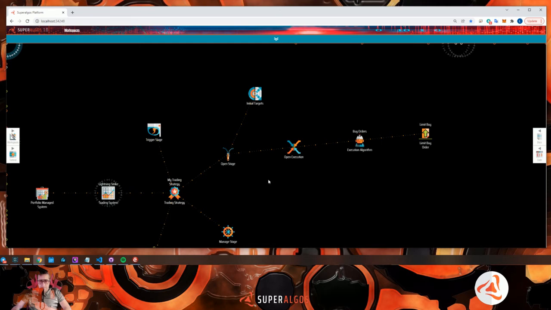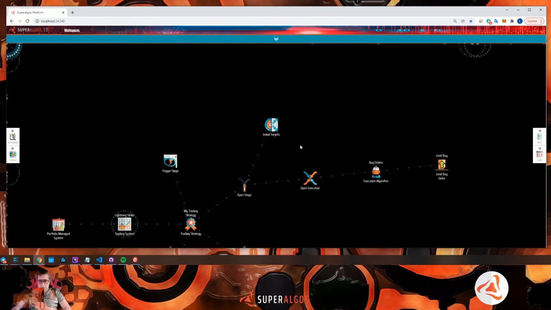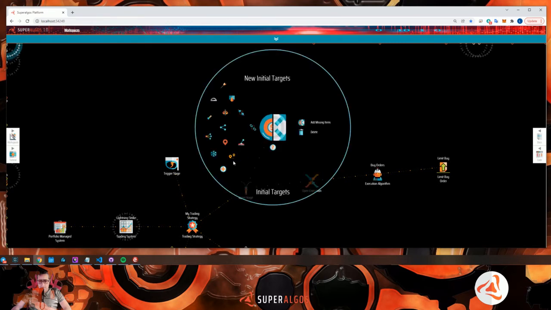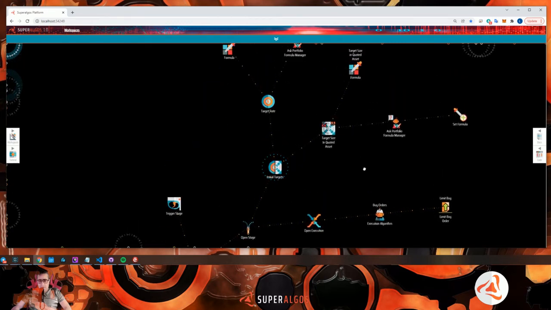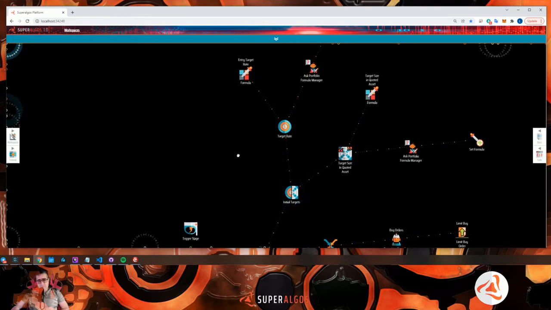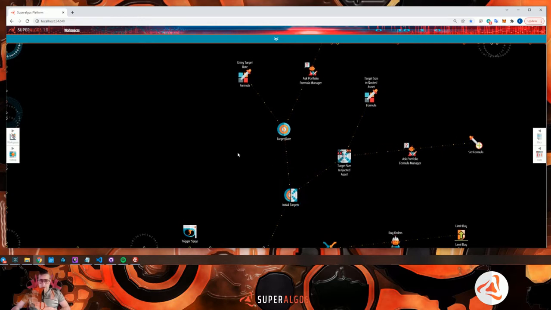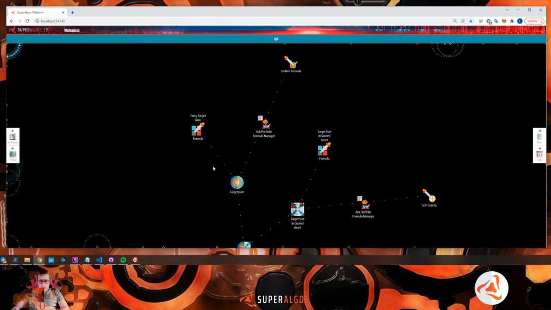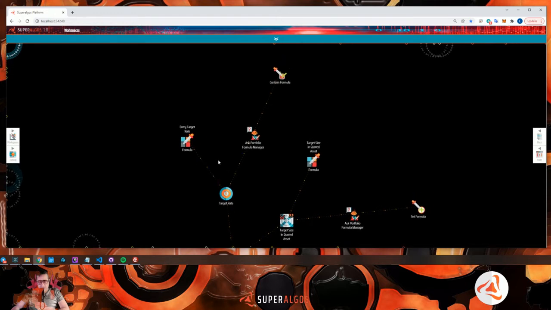Then another interesting part here is the case of formulas. Okay, so what we have here with formulas is every single node that has a formula attached to it or as a child of it.